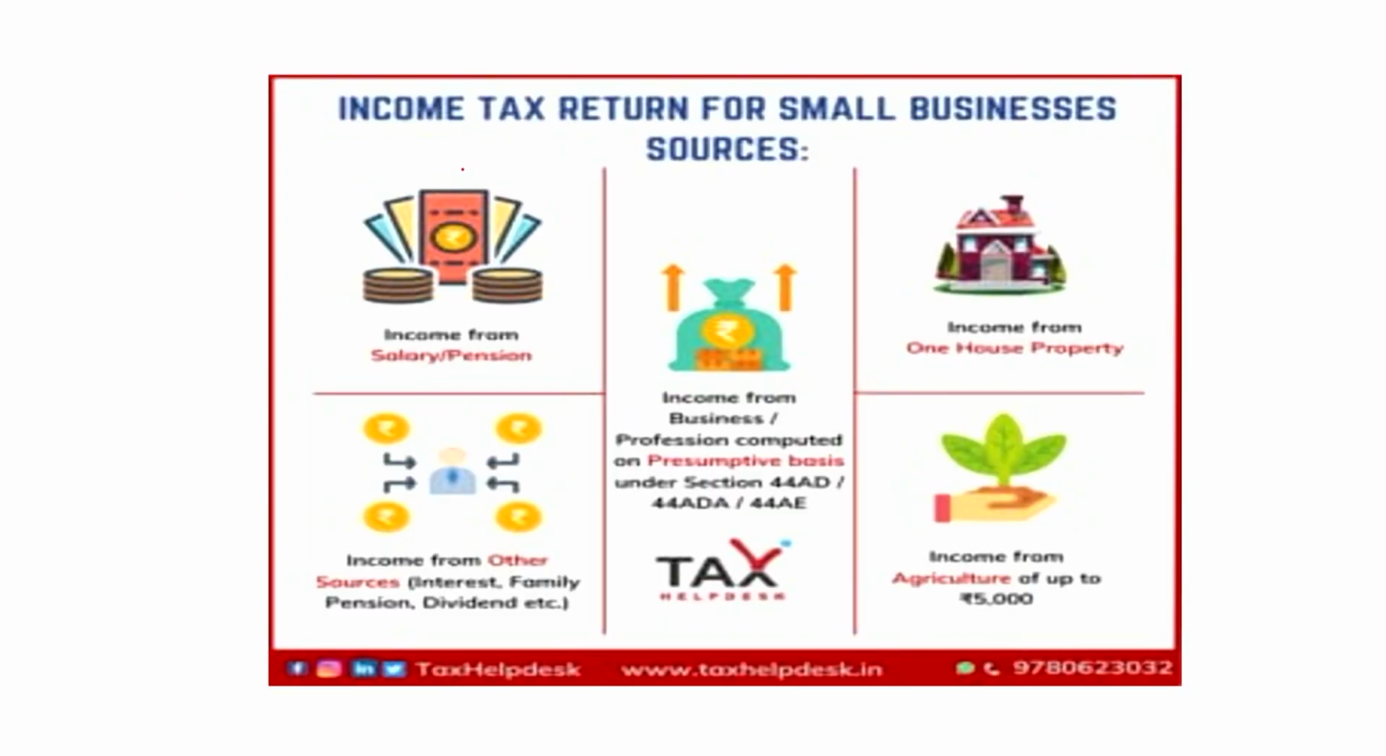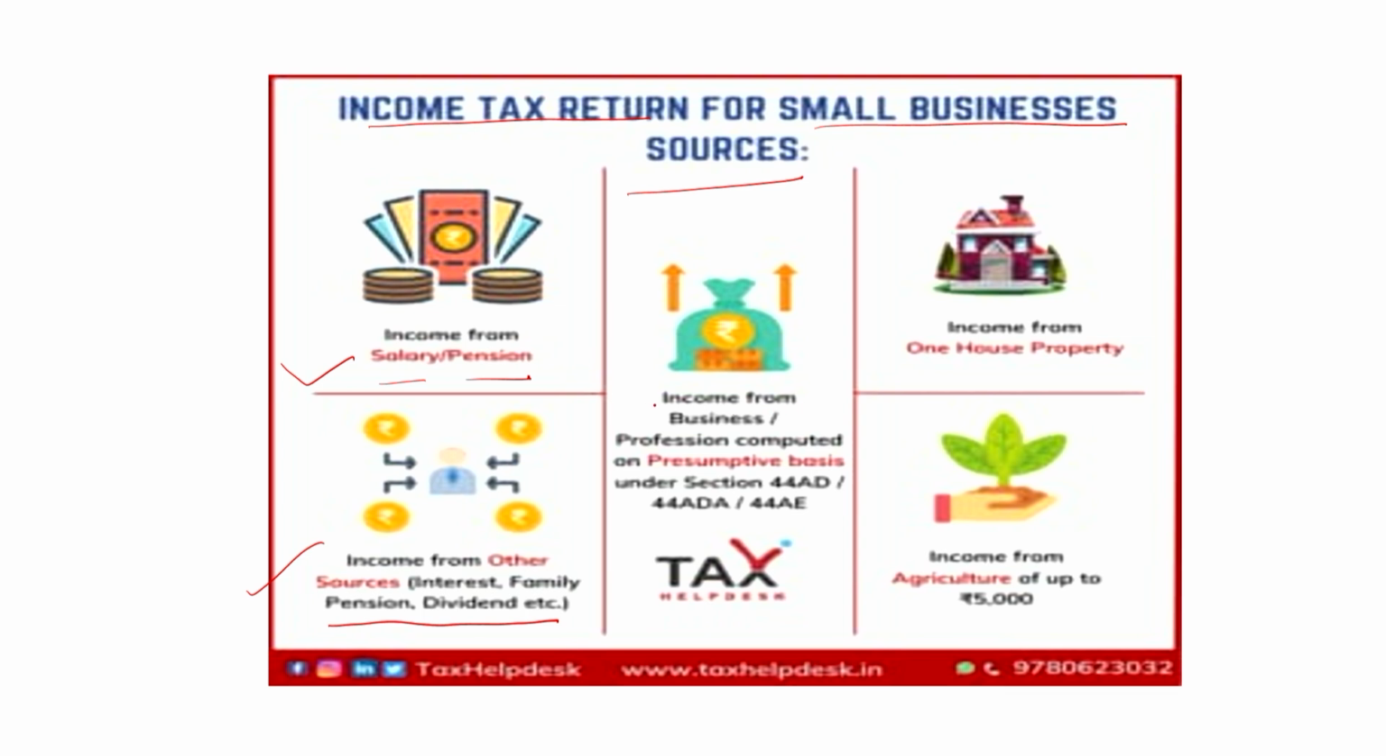Now let us understand the income tax return for a small business, that is, the sources. For a small business, for a sole proprietorship business or assessee, the various incomes for which you can file the return may be the income from salary or pension. If you have any source of income in the form of salary or in the form of pension, then you can file the returns. Income from other sources such as interest, family pension, dividend, etc. can also be counted as a source of income for filing the return.